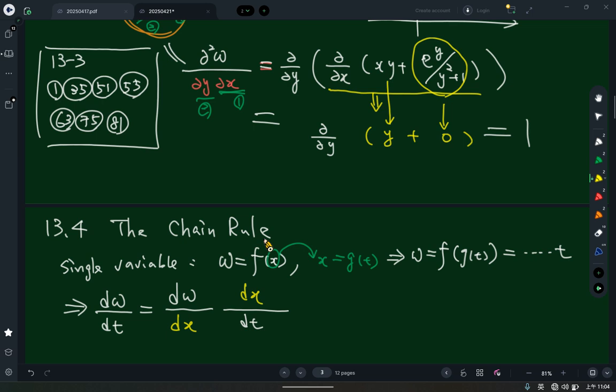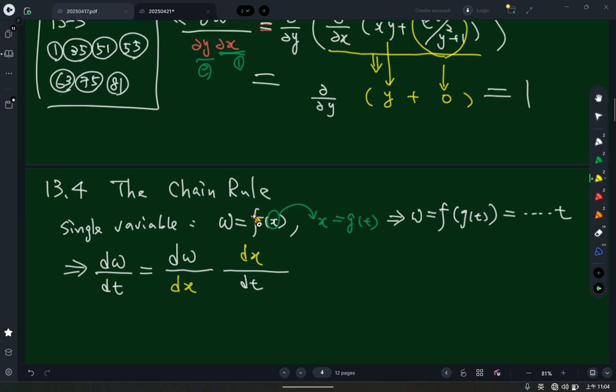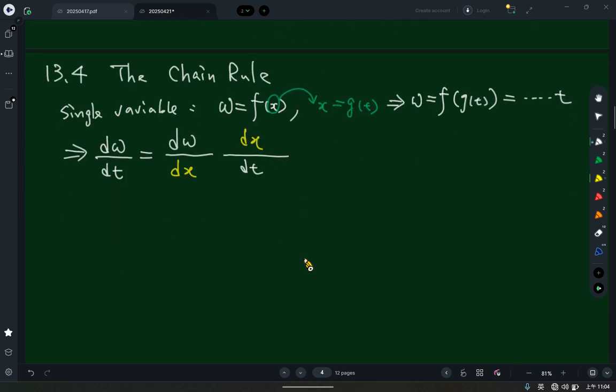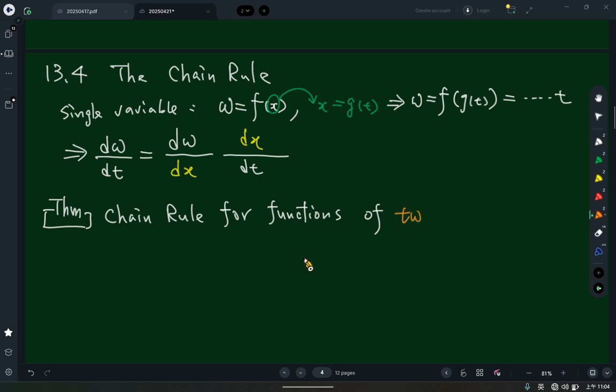Let's go back to the original. So that's how we learned last semester. But this semester, starting from this chapter, we start to face two variable functions. So the chain rule for functions of two variables. The upper one is for single variable, but the lower one I also introduced for two variables.